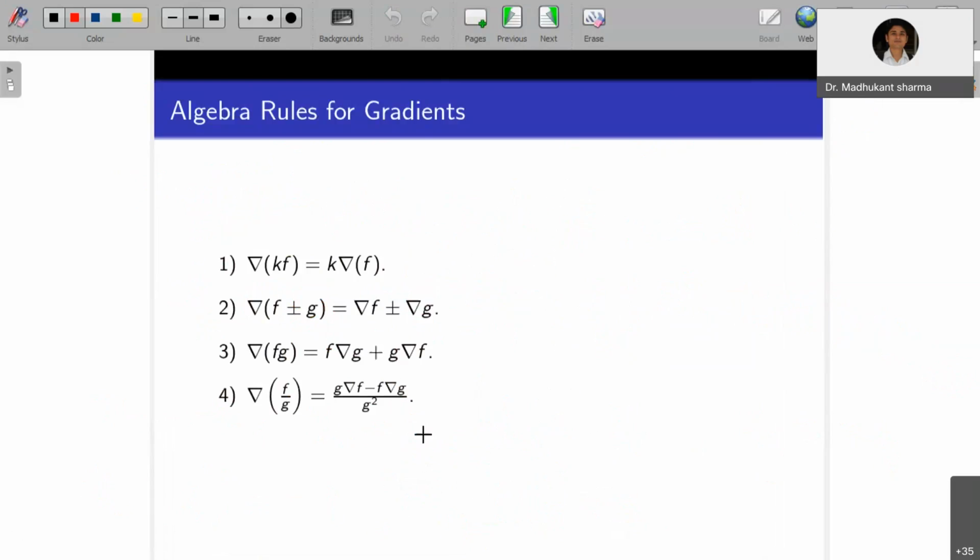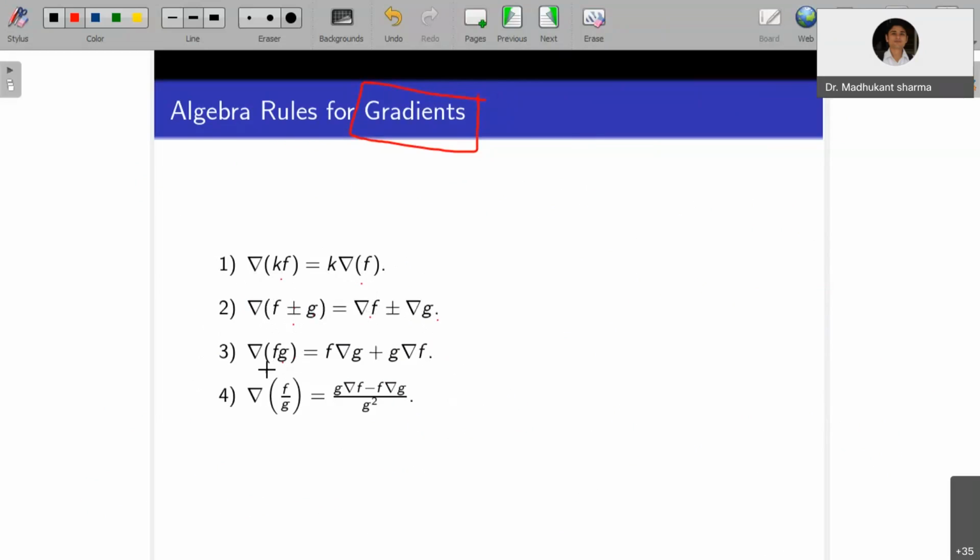Fine. You will see this gradient will behave like a differentiation function, like a derivative. So gradient of a constant multiple of a function: you can take the constant outside and take the gradient, similar to differentiability. It is linear with respect to addition and subtraction. So grad of f plus g is grad f plus grad g, and grad of f minus g is grad f minus grad g.